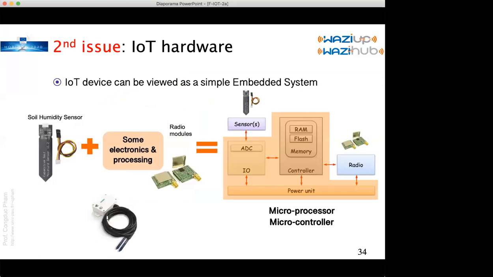Okay, now let's move to the second issue. So the first issue, if you remember, is the wireless transmission. Now that I explained some part of this, let's move to the IoT hardware. What we mean by IoT device is you have some kind of sensors.